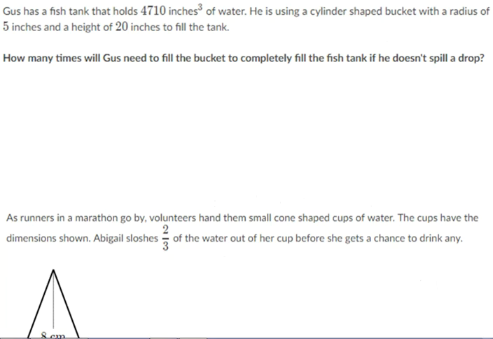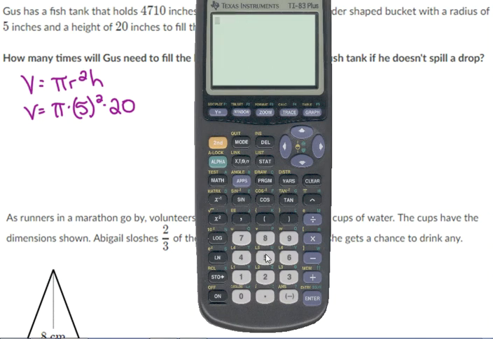Okay, let's look at the back. Gus has a fish tank that holds 4,710 cubic inches of water. He's using a cylinder-shaped bucket with a radius of 5 inches and a height of 20 inches to fill the tank. How many times will Gus need to fill the bucket to completely fill the fish tank if he doesn't spill a drop? So what do y'all think? What do we need to figure out first? Okay, we need to figure out how much the bucket holds. The bucket is a cylinder, so volume of a cylinder is pi r squared h. The radius is 5. The height is 20. So 5 squared times 20 is 500.